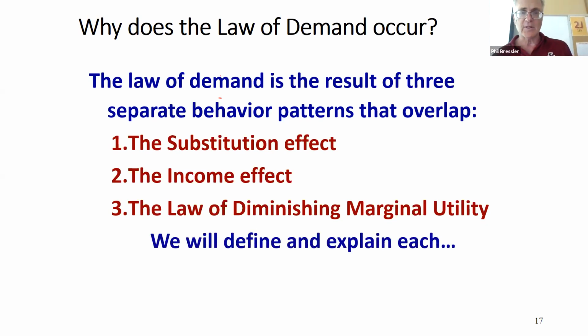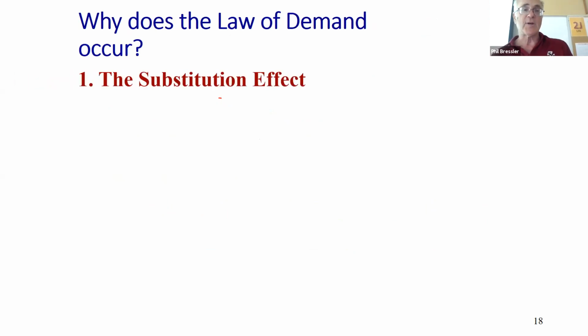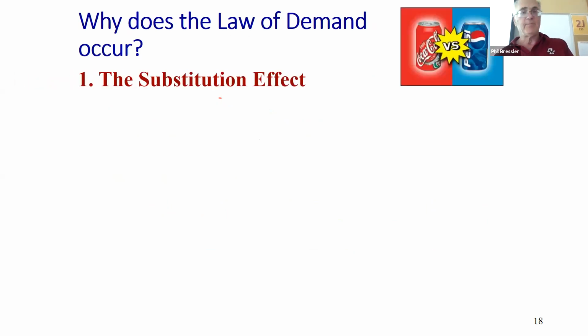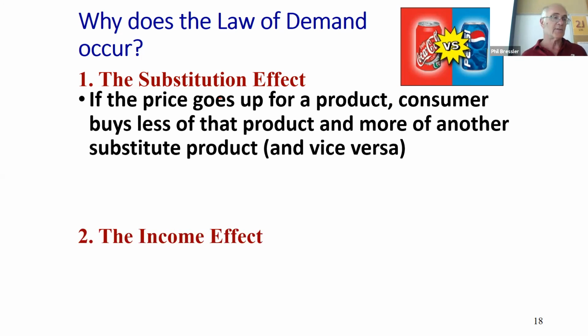Okay, let me just talk a little more about these and then we'll call it a day. So the substitution effect, Pepsi versus Coke. If the price goes up for a product, consumers buy less of that product and more of the other. I mean, that just makes sense. That's what you said. It might be more of Coke and less of Pepsi, but it could even be other things.